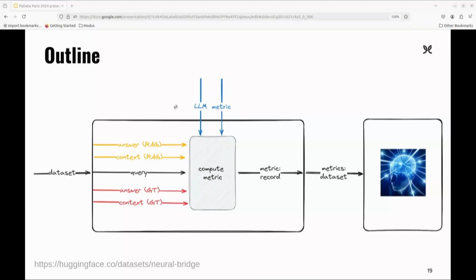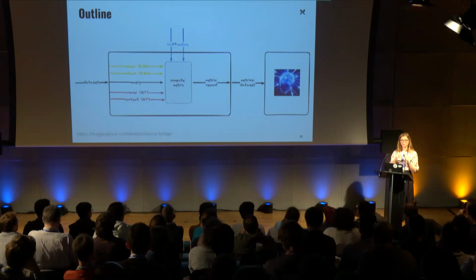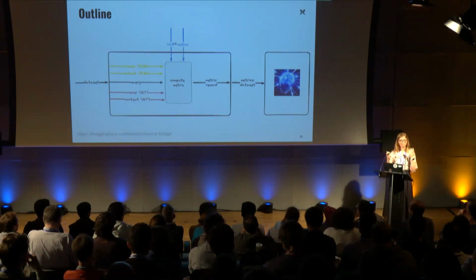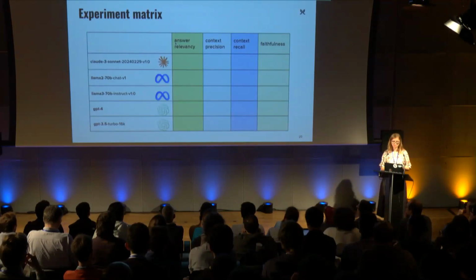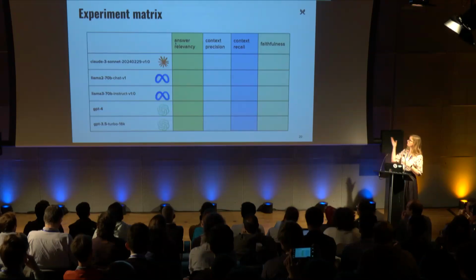But what exactly is the input of the experiment? Because the data is something that we work on, but the experiment is with changing LLMs and with changing metrics. That's our input for the experiment. That's what we want to check. And the experiment matrix would look like that.